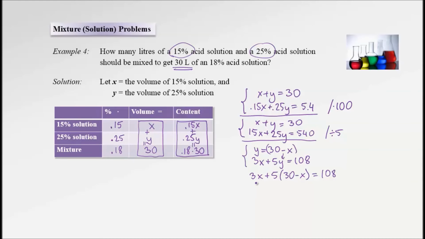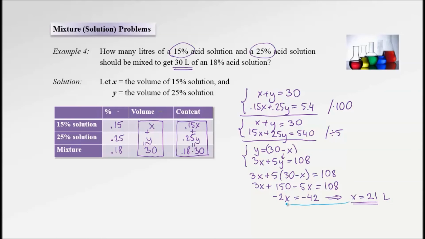Let's distribute the 5. We'll have 3x plus 150 minus 5x equals 108. 3x minus 5x is negative 2x. 108 minus 150 is negative 42. So after dividing by negative 2, x would be equal to 21. So we already have the first variable. That's 21 liters of 15% solution.